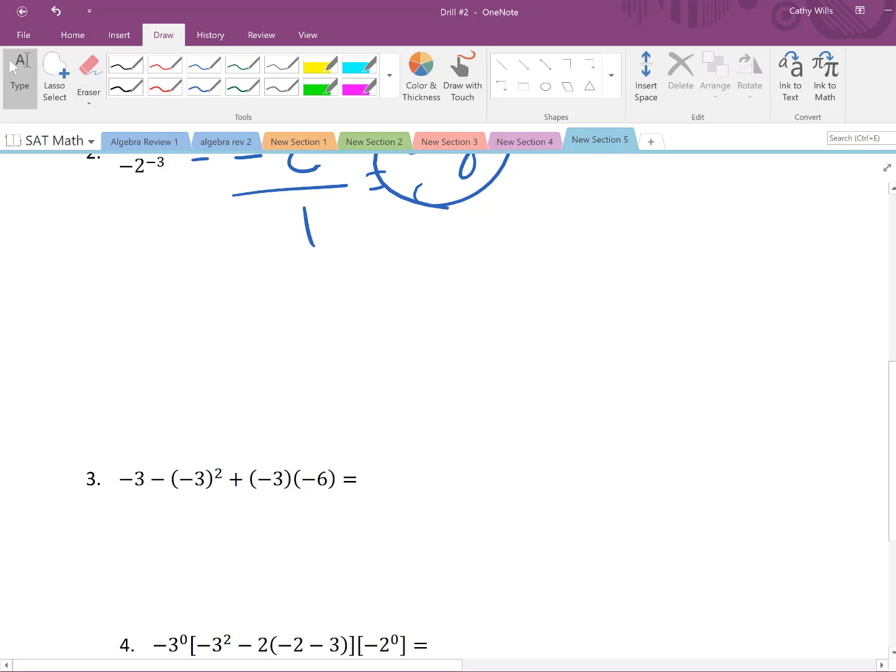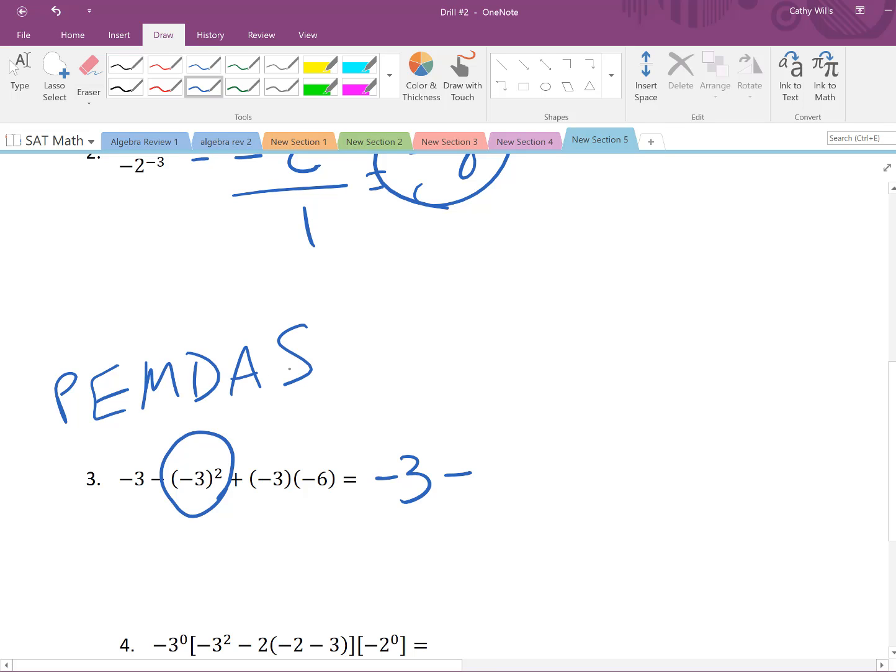All right, number 3. You've got negative 3, so that's just sitting there, negative 3, minus, now you have to do this exponent. Remember, please excuse my dear Aunt Sally. I don't know how you remember it in high school. Please excuse my dear Aunt Sally. But that means parentheses, exponents, multiplication, division, addition, subtraction. That's the order of operations. You have to do exponents before you do any multiplication, division, etc.